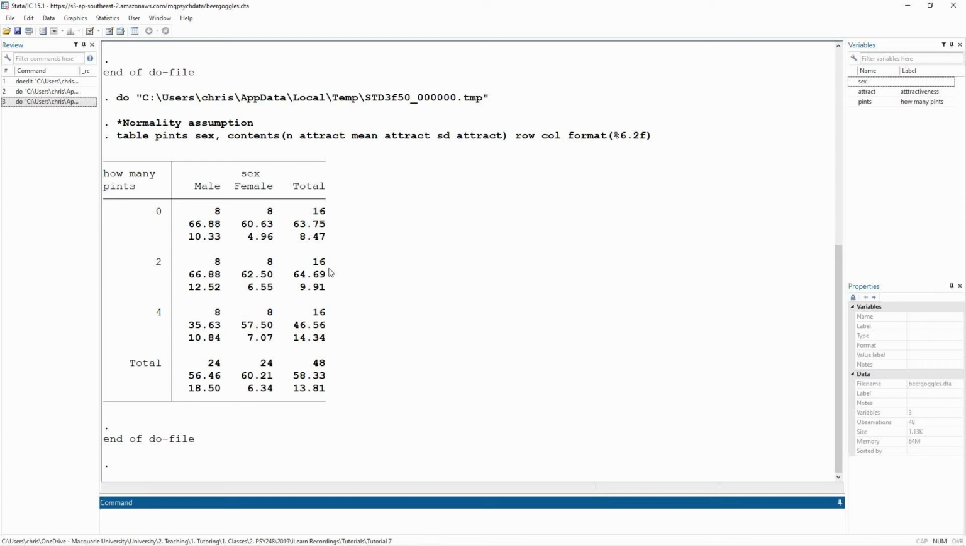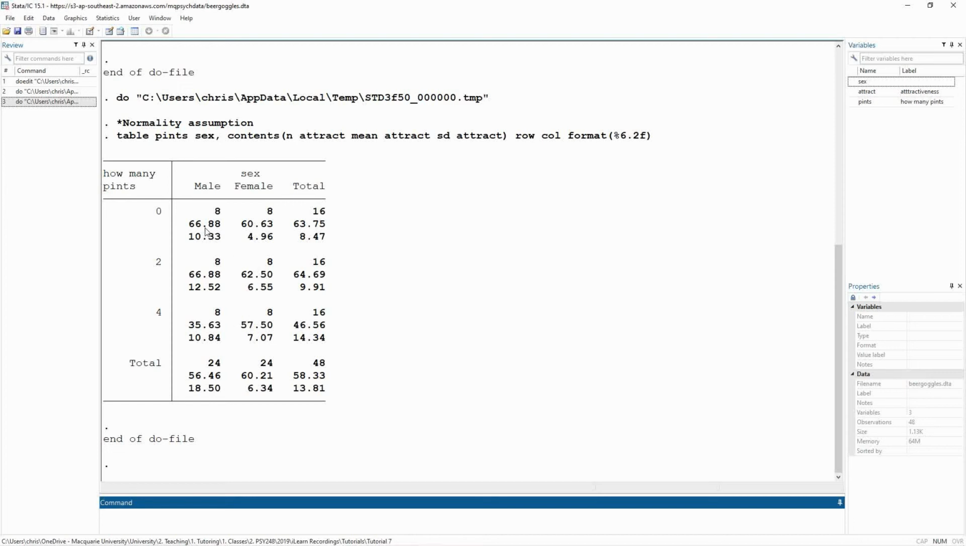However, in addition to the main effects, we also have an interaction. And the interaction is going to ask, well, is the difference between males from 0 to 2 different to females at 0 to 2? And so what we can see here is that for males, the difference between those who had 0 pints and those who had 2 pints, there's no difference in their mean attractiveness. But for females, we see that there is a slight increase. It's a 2-unit increase.